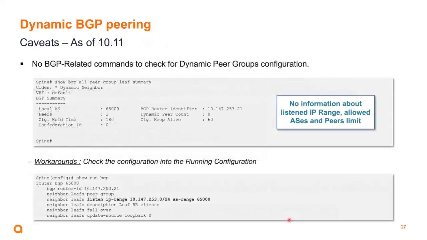The third caveat is related to day-to-day operation. If you look at the details of a peer group which is configured as dynamic, so listening to an IP range, you won't find this kind of details and information using show BGP all peer group, or any show BGP command related to a peer group. Okay, so you won't have any information related to the fact that this is a dynamic peer group. So if you need to check this kind of configuration, as of today, the only way to do that is to look at the configuration in the running configuration.